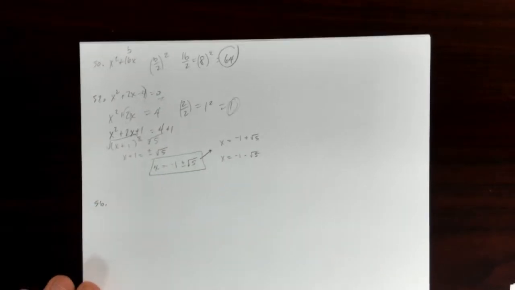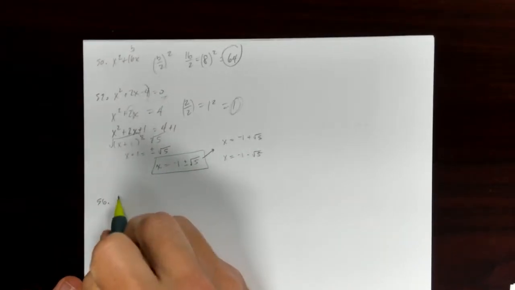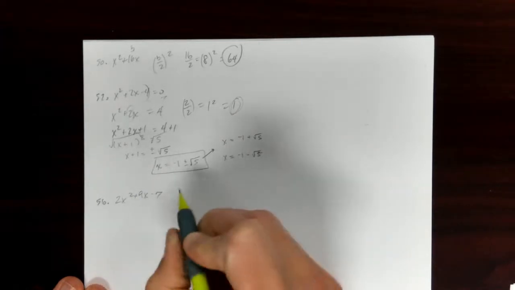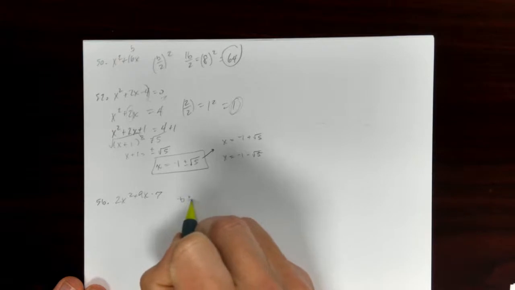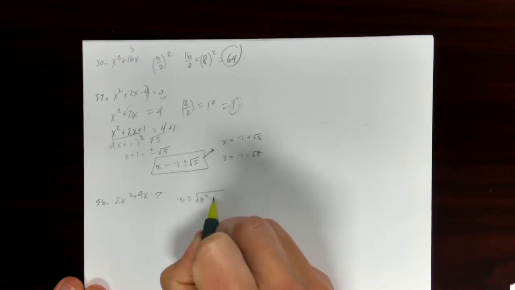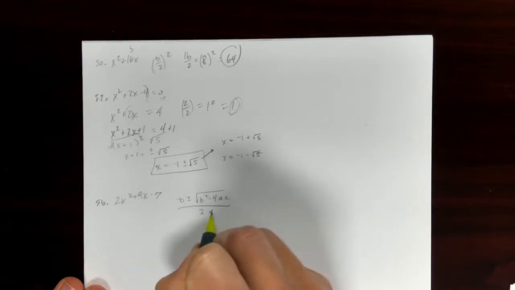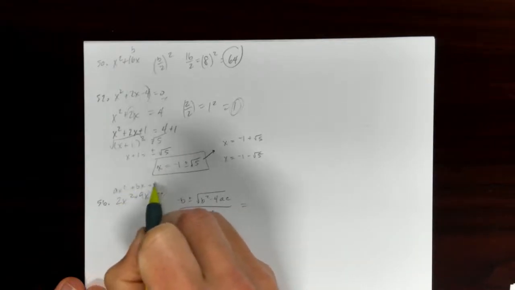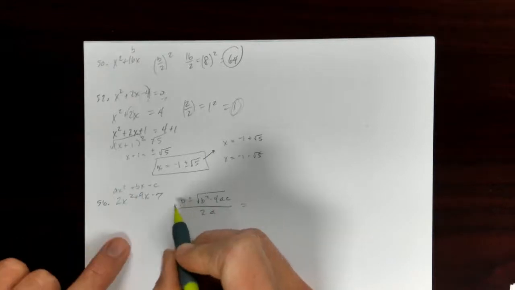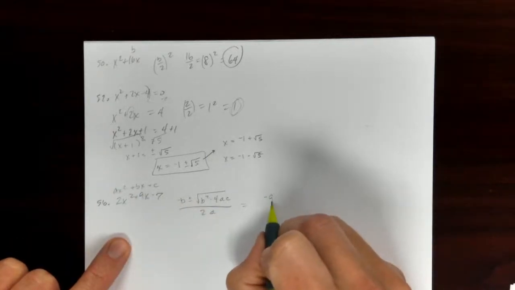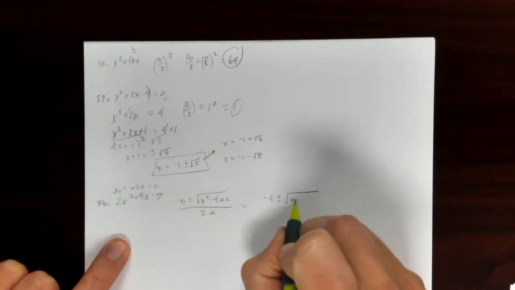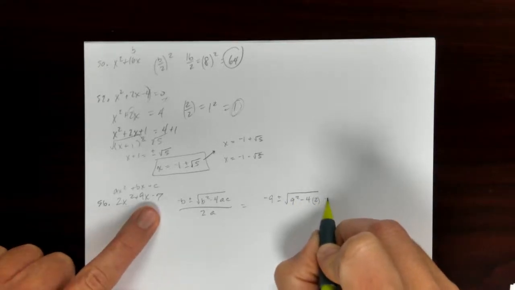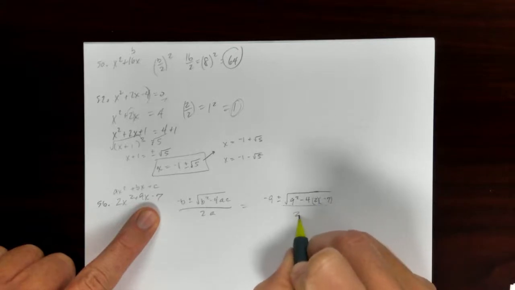So number 56, we're going to use the quadratic formula, so let's write it down. We got 2x squared plus 9x minus 7. Bam. Okay, so our quadratic formula is negative b plus or minus the square root of b squared minus 4ac over 2a. Alright, this is ax squared plus bx plus c, so we know what we're plugging in. In this case, b is 9, so we have negative 9 plus or minus the square root of 9 squared minus 4 times a, which is 2, times c, which is negative 7, over 2 times a.